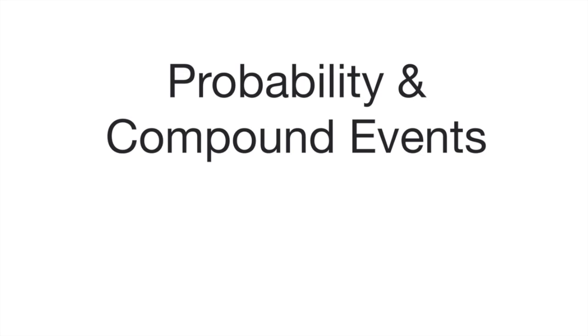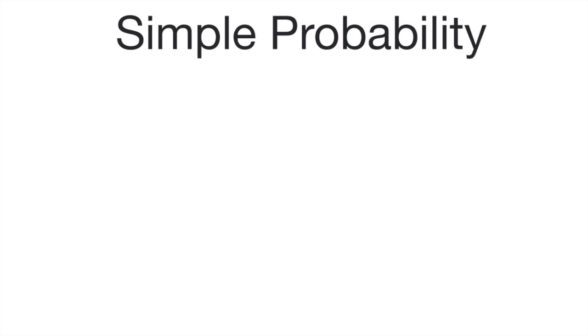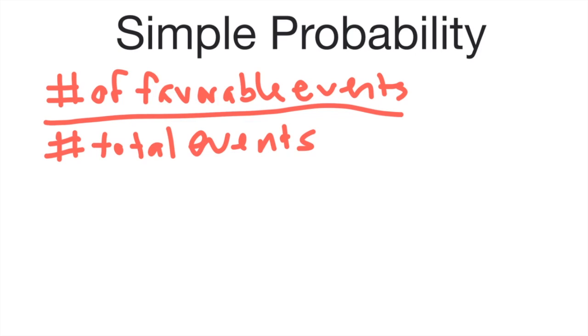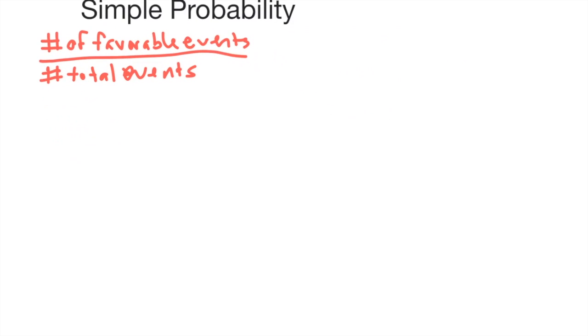Probability and compound events. Let's first start with simple probability. Simple probability is when you have the number of favorable events, the things you want to have happen, over the number of total events. An example would be if you were rolling a die and you wanted to know the probability of getting a prime number.